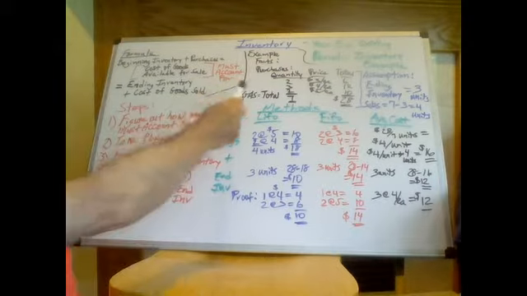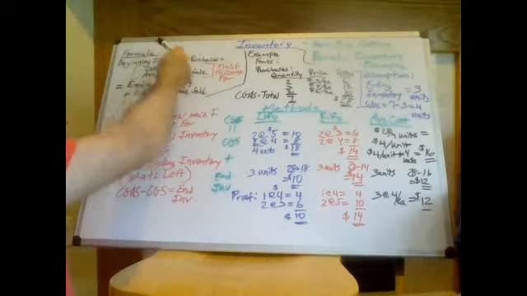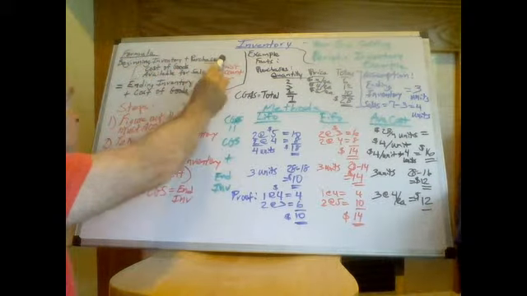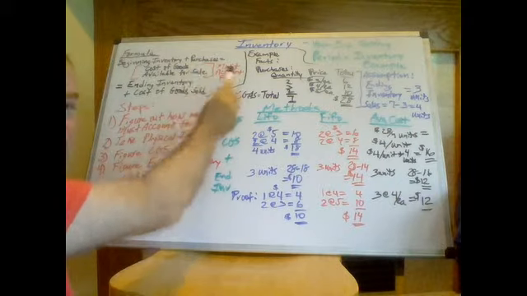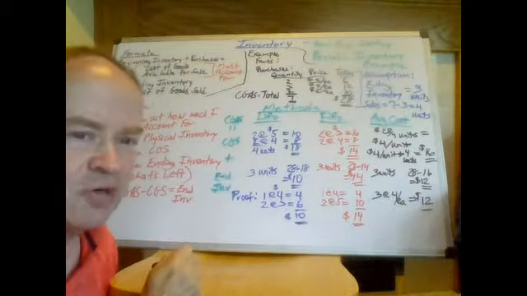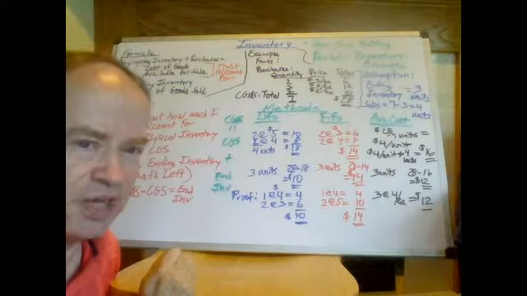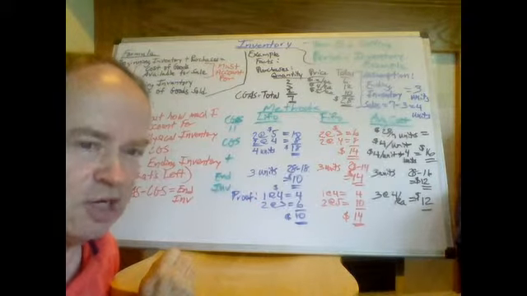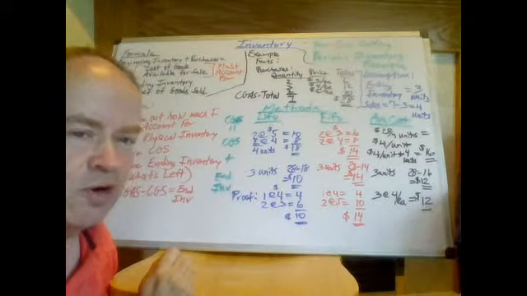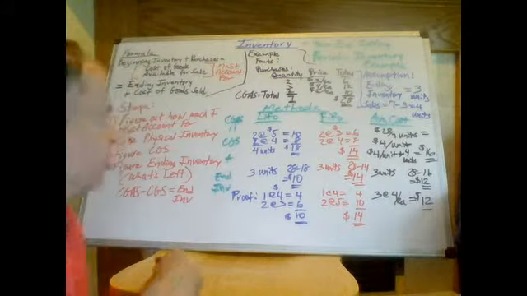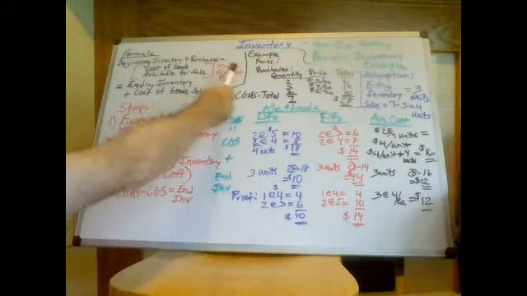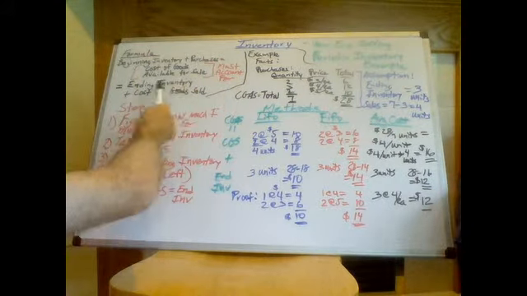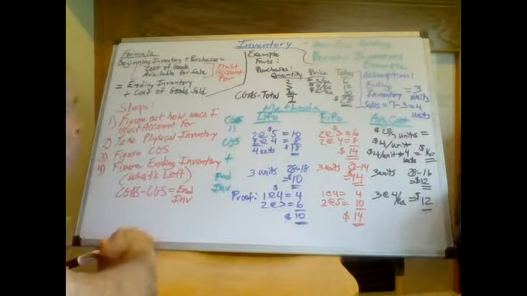So here we go. First thing we've got to know is the formula. Beginning inventory plus purchases equals cost of goods available for sale. And notice I said this is what we must account for. If we continue on with our formula, our balance sheet formula, cost of goods available for sale will equal ending inventory plus cost of goods sold.